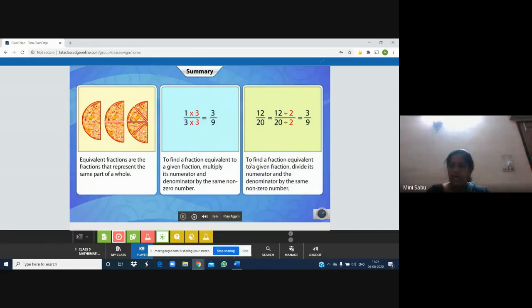Then to find a fraction equivalent to a given fraction, divide its numerator and the denominator by the same non-zero number. To understand, find the equivalent fraction by division method, the only one thing you have to keep in mind is we should divide both numerator and denominator by the same number, and it should be divisible also. No remainder should come. It should be completely divisible.